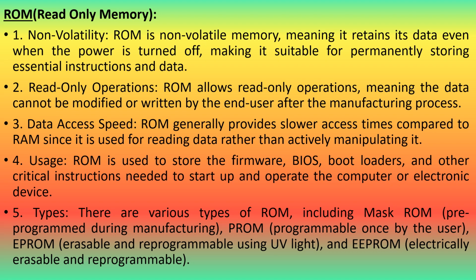Data access speed. ROM generally provides slower access times compared to RAM since it is used for reading data rather than actively manipulating it. Usage. ROM is used to store the firmware, BIOS, bootloaders, and other critical instructions needed to start up and operate the computer or electronic device.